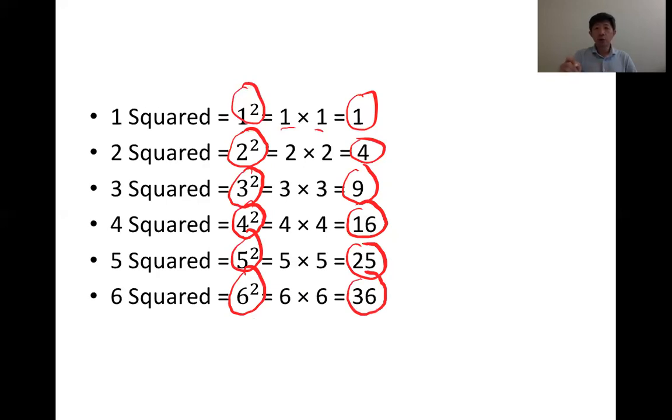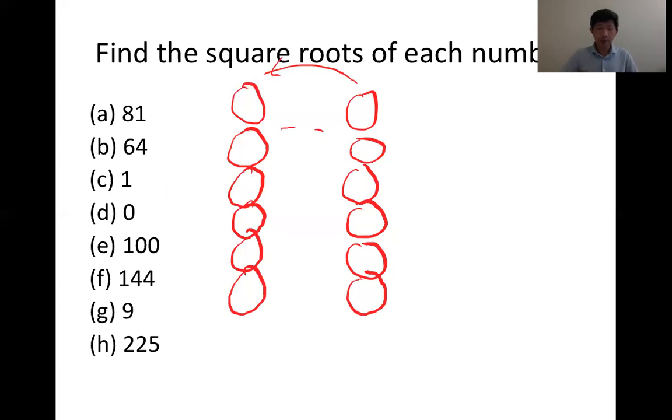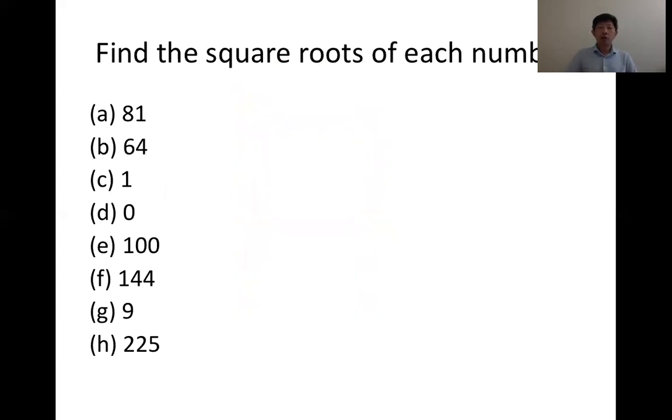And what about square root? Square root is kind of backward, finding out what the number is, okay? All right. Find the square root of each number. So now we are doing it backward. So 81, all right? We're finding the square root. So square root of 81, all right? What does square root mean?